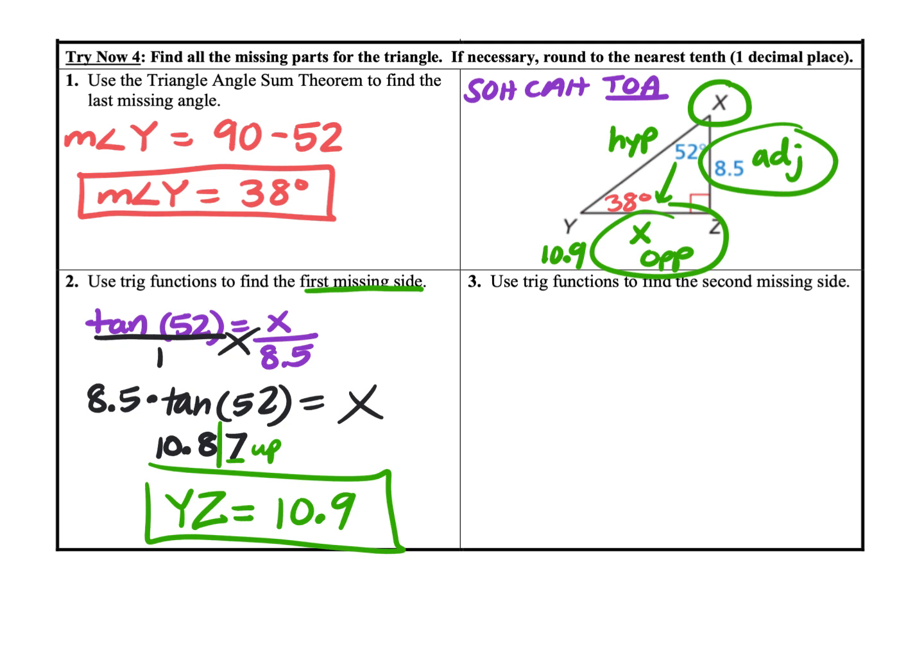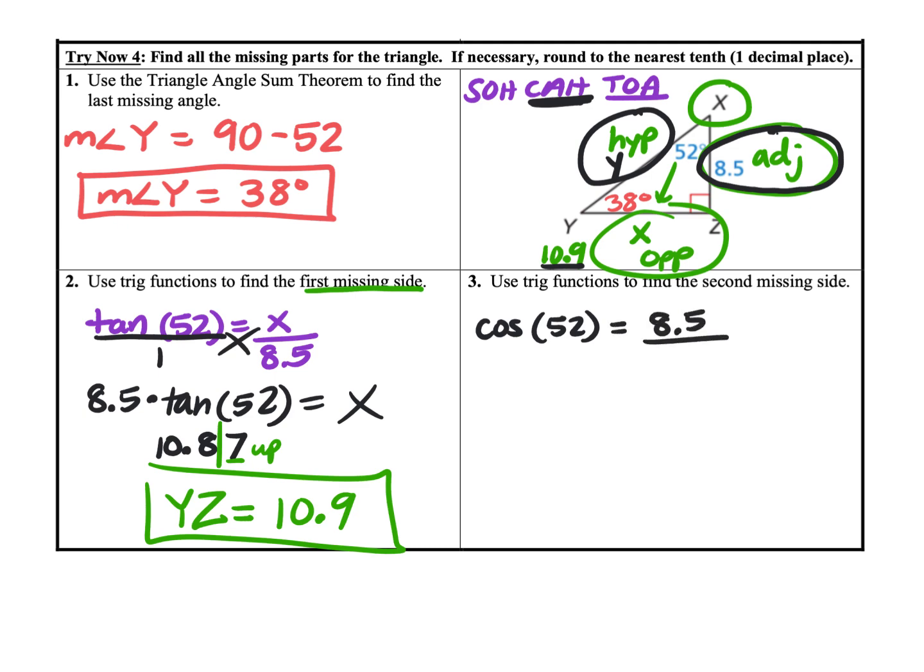To finish it up here, we need to find the last missing side. I will call the last missing side Y. And so that's my hypotenuse, and then I want to use the side that was given. I don't want to use 10.9 because that's a rounded number. We always want to use exact numbers when we set up our trig functions. Using A and H, you can see that's the CA of SOHCAHTOA. So we'll have the cosine of 52 degrees equals adjacent 8.5 divided by the hypotenuse, which is the Y. We can then solve it with cross products.